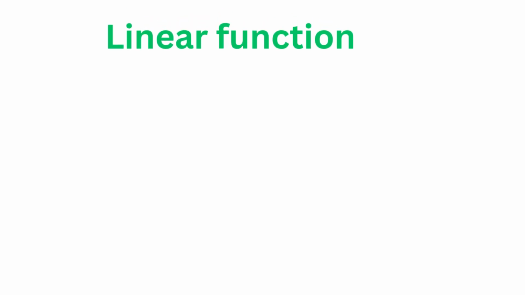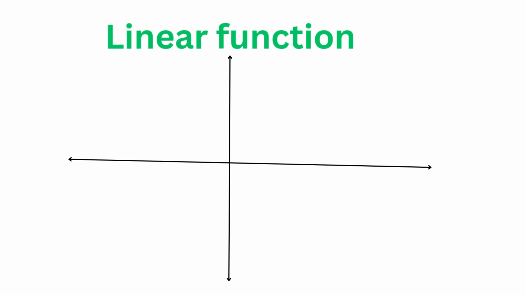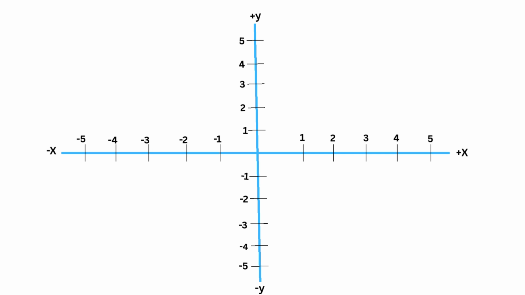So, what exactly is a linear function? Well, the name gives it away. It's a function that, when you graph it, forms a straight line. Simple, right? In general, a linear function is written as y equals mx plus c. Now, don't let those letters scare you. Each one has a very clear meaning.